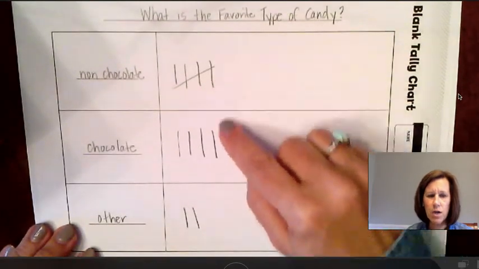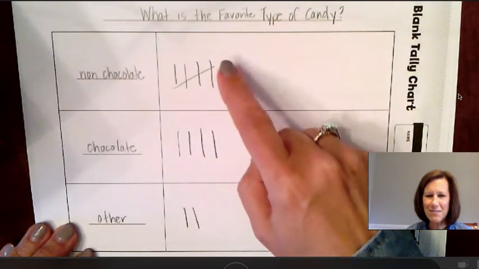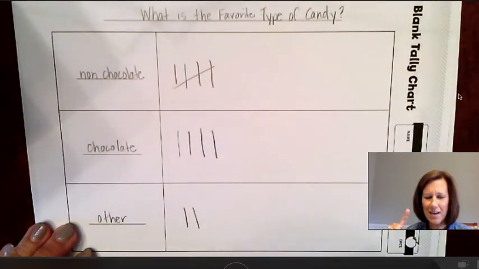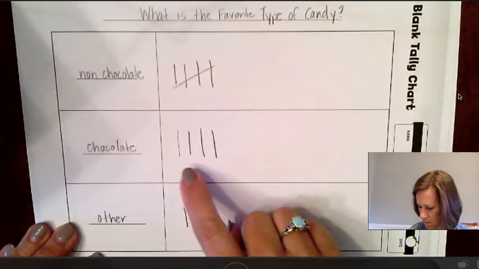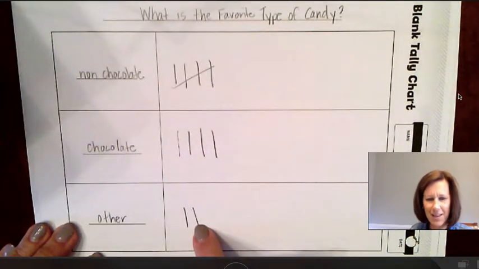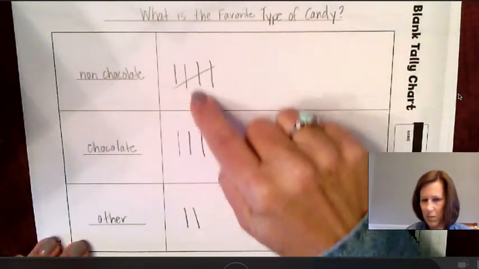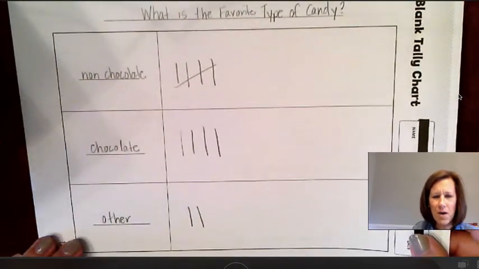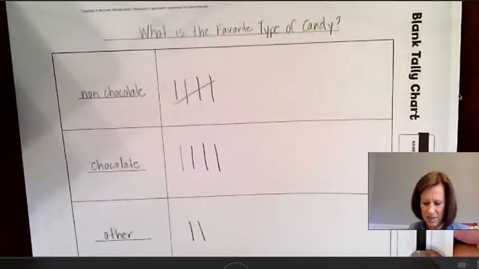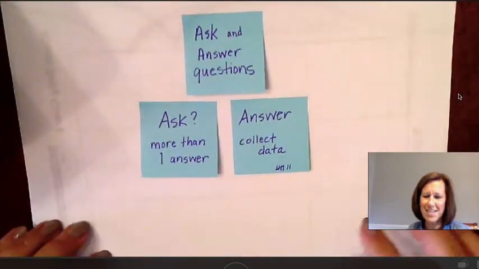How many more non-chocolates than chocolate? Compare, so I need to subtract. 5 minus 4 is 1. I could ask, how many students did I ask in all? 5, 6, 7, 8, 9, 10, 11. What other questions are you thinking that you could ask that we could solve with these tallies? So much math when we ask questions that have more than one answer, and we answer that by collecting data.